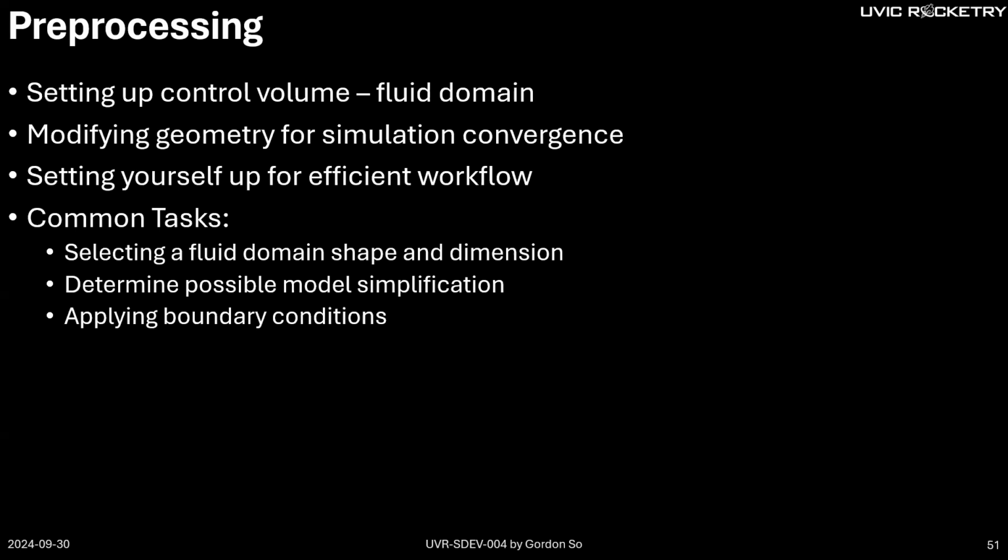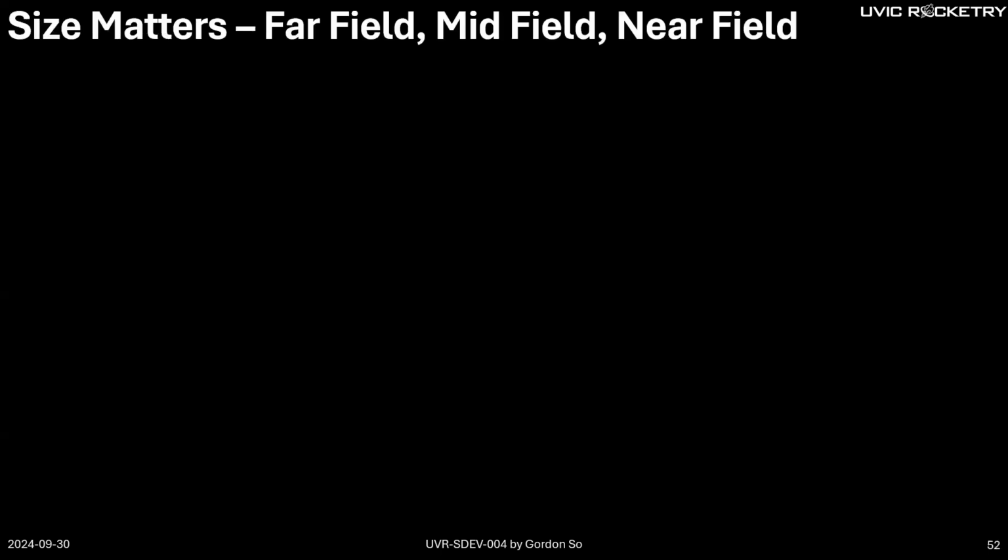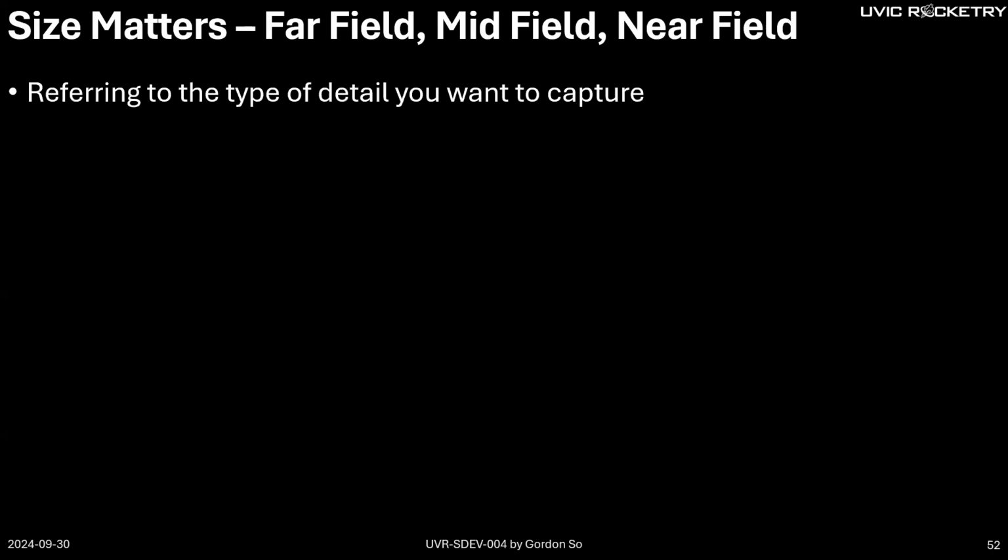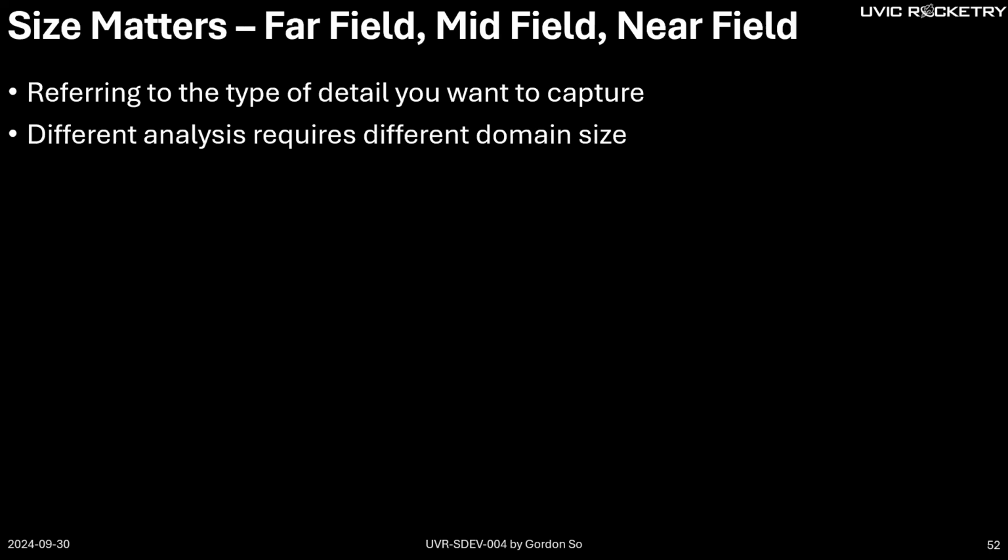So a common task is, of course, you choose a shape and dimension, which is what we mentioned. Then you want to determine some kind of simplification or any modification. And the last step is applying your boundary conditions. The size matters for a domain. It's very distinct between a far field, mid field, or near field simulation. It refers to the type of detail that you're trying to capture. And different analyses require different domain sizes.